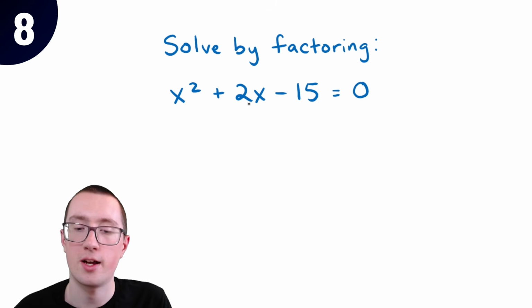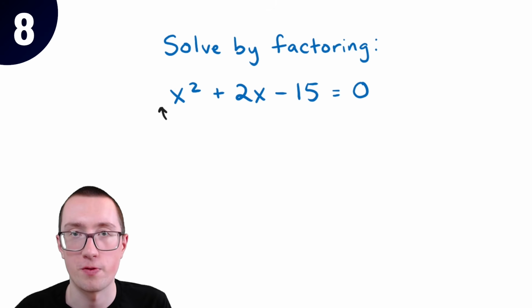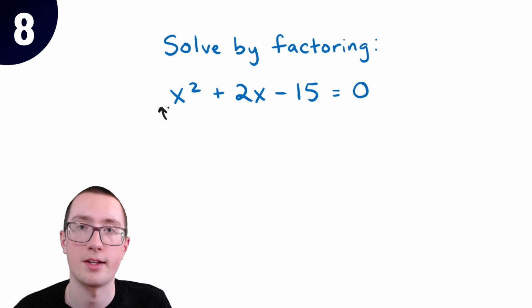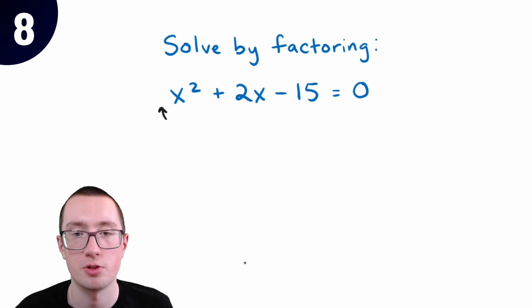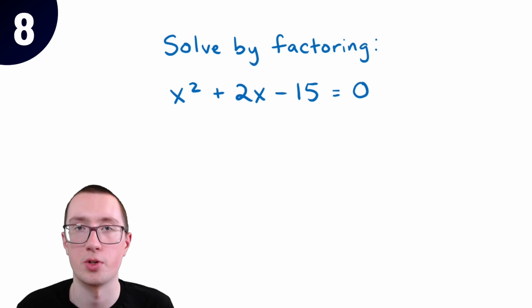Personally, I think factoring is the easiest way, and it's made even easier by the fact that we don't have a number in front of x squared. So we can use the easier version of factoring. If you want to learn how to do it when there is a number in front of x squared, then that is in the full factoring video in the description. But for now, let me just show you how to factor when there's not a number in front of x squared.